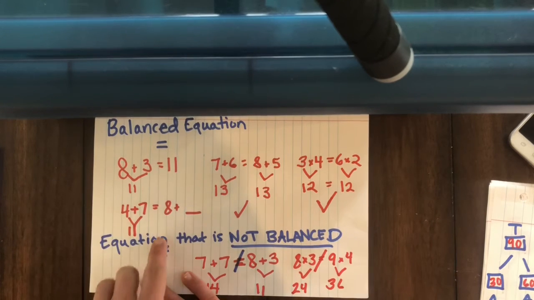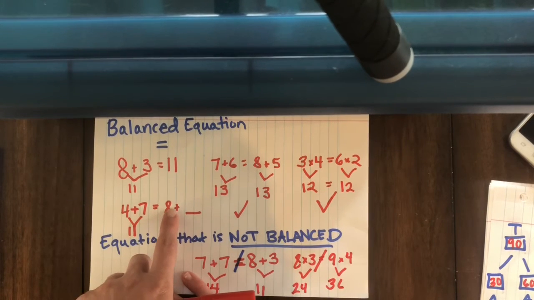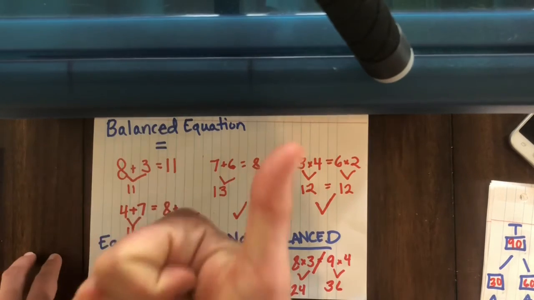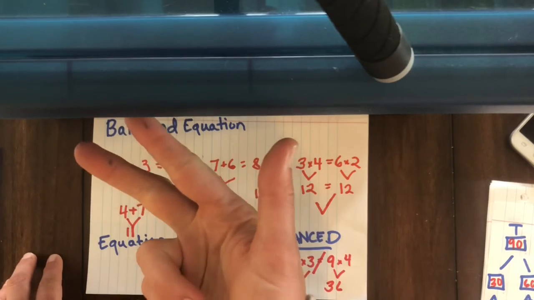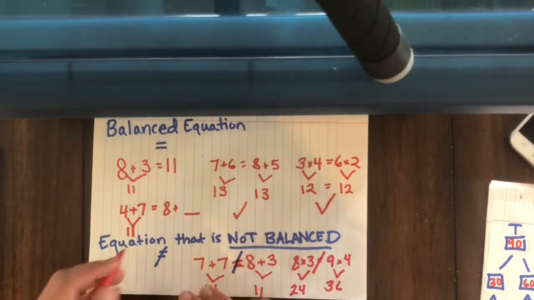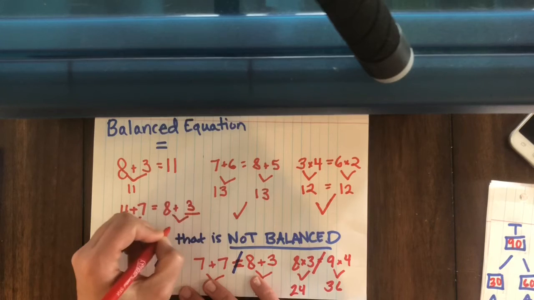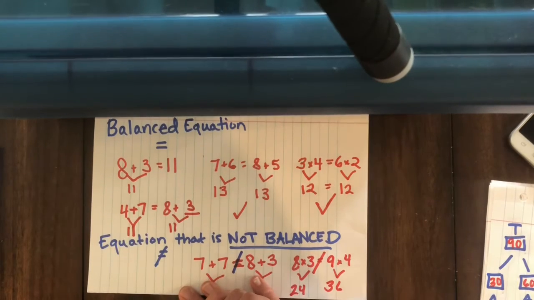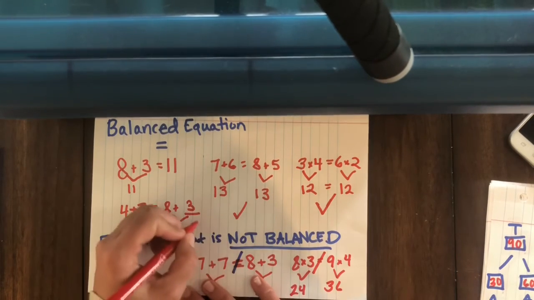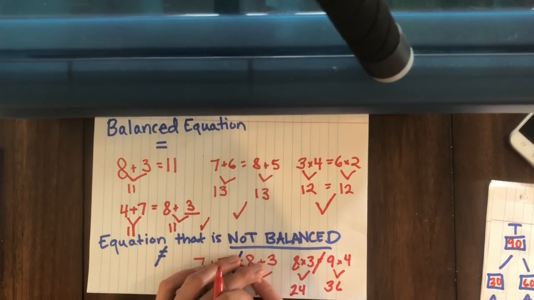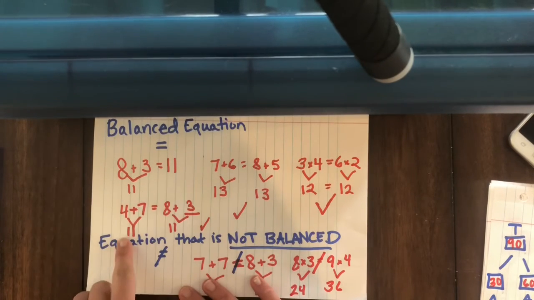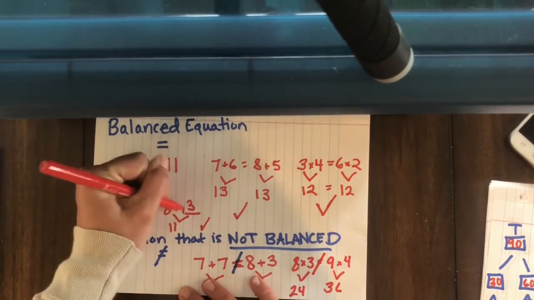Then I think in my head, I want to create a balanced equation. So I think what number plus 8 equals 11? So I count on 9, 10, 11. How many fingers am I holding up? 3. So 8 plus 3 equals 11. This equation is now balanced because I have 11 on this side and 11 on the other side.